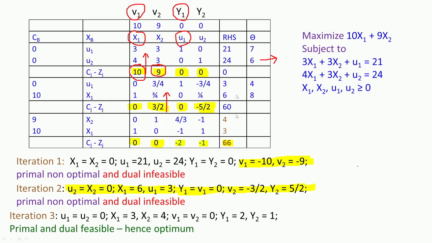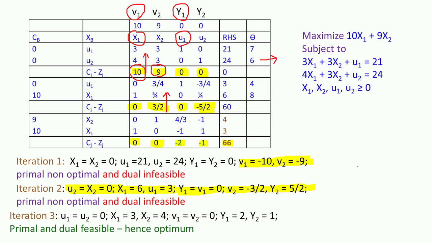The same thing is told differently. Here the dual is infeasible, so bridge the gap by pushing the one that has the largest gap. Here the dual is infeasible, bridge the gap by pushing V2 into the solution so that V2 from a negative value will become 0. Now here the dual is feasible, therefore it is optimum. So simplex does the same thing.